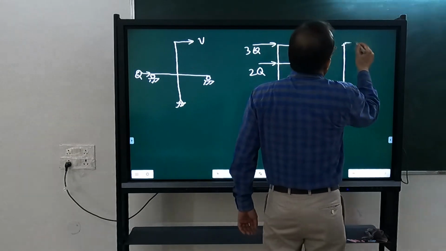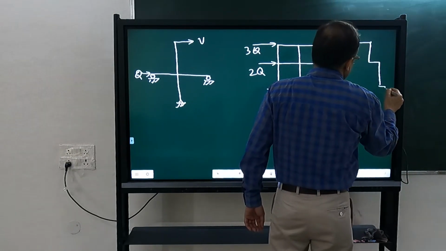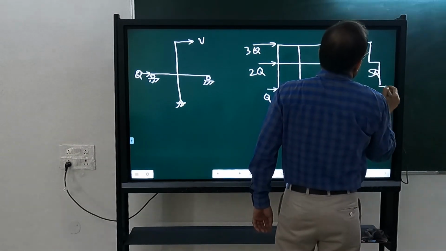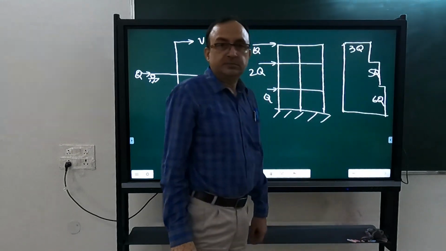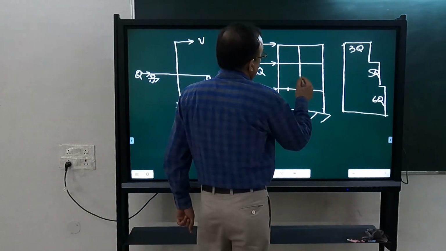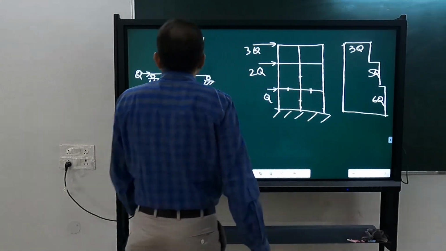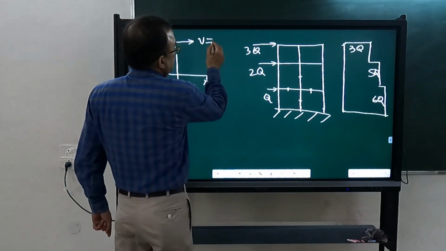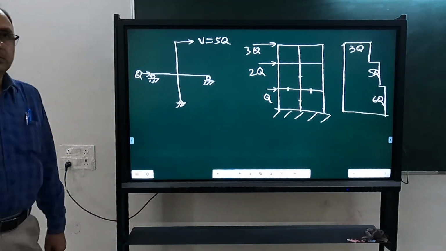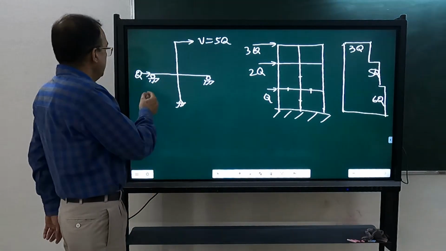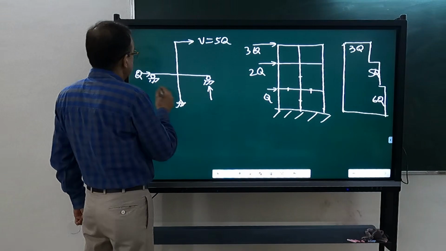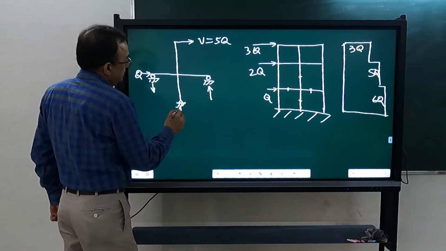And if you calculate V, it will be 5Q, and this will be 6Q. So suppose I am considering this. Then V will be equal to how much? 5, and then this is Q. Now, if you look into the number of unknowns in the vertical direction, 3 reactions are there.